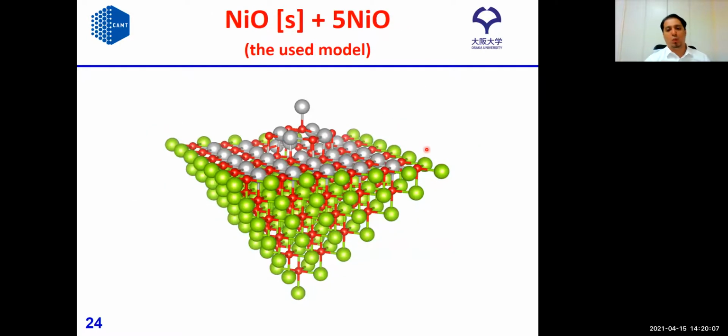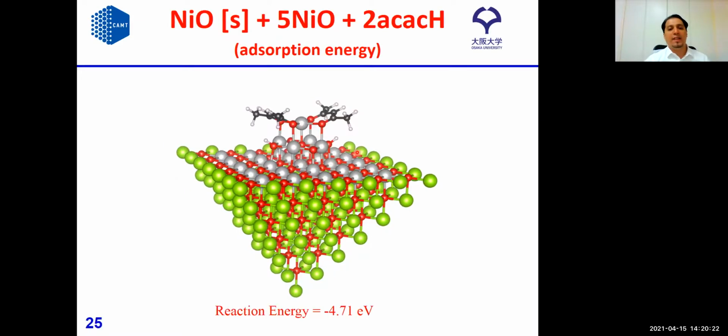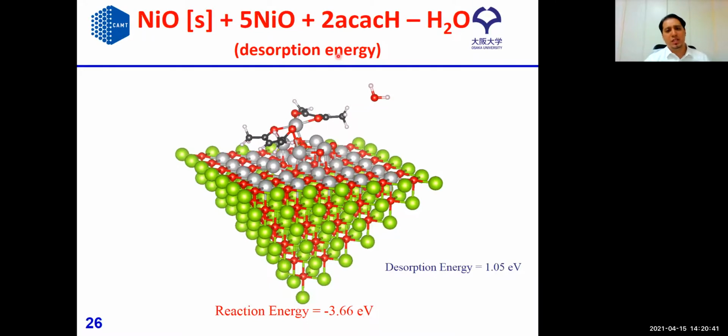Also, from our previous work, we decided on another model that can be used to mimic the rough surface. So here we have added 5 nickel oxide molecules on top of the surface. And when the acacH reaches the surface, they are deprotonated, as you can see here, and interact stably, forming the nickel complex on top of the surface with the reaction energy -4.71 eV.